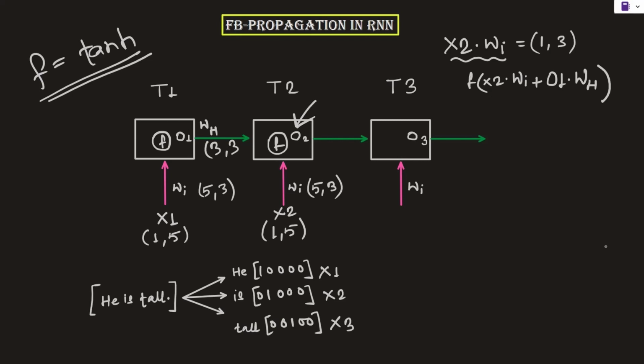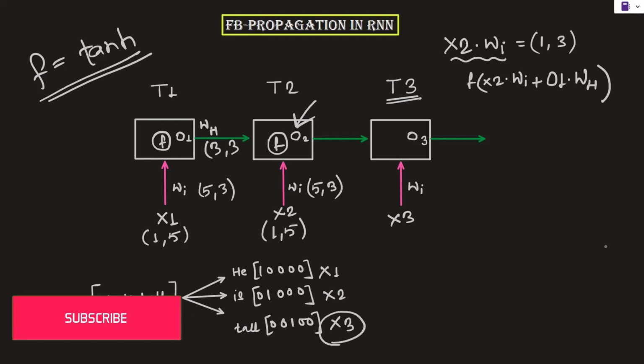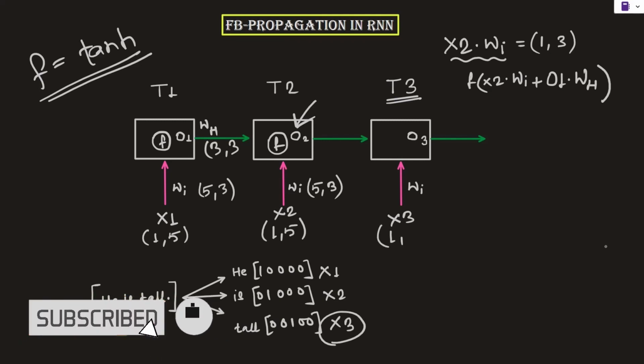Now again, we move on to the next timestamp, which is T3. And on this timestamp, the RNN model will receive the information of vector x3, that is over here. Again, the shape is going to be the same, 1 by 5.